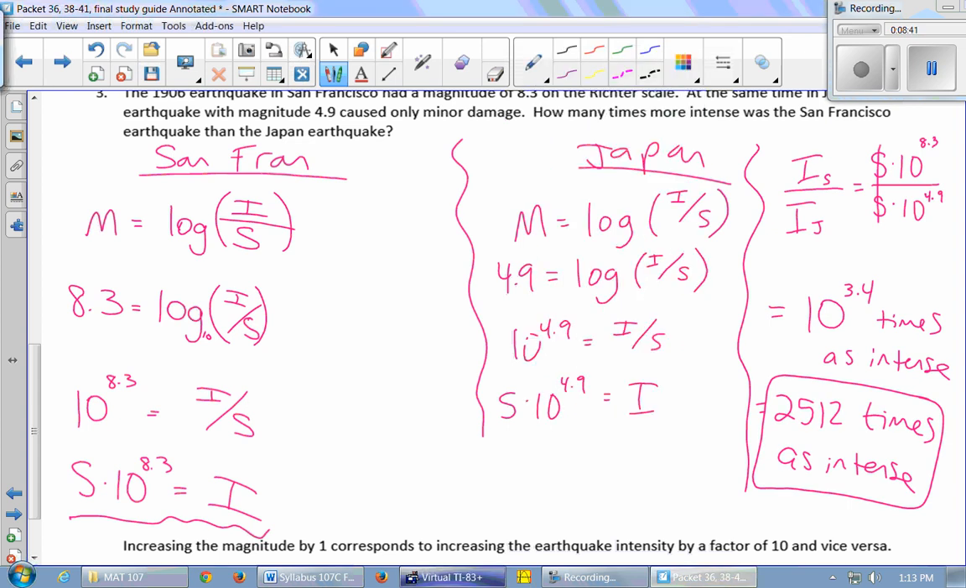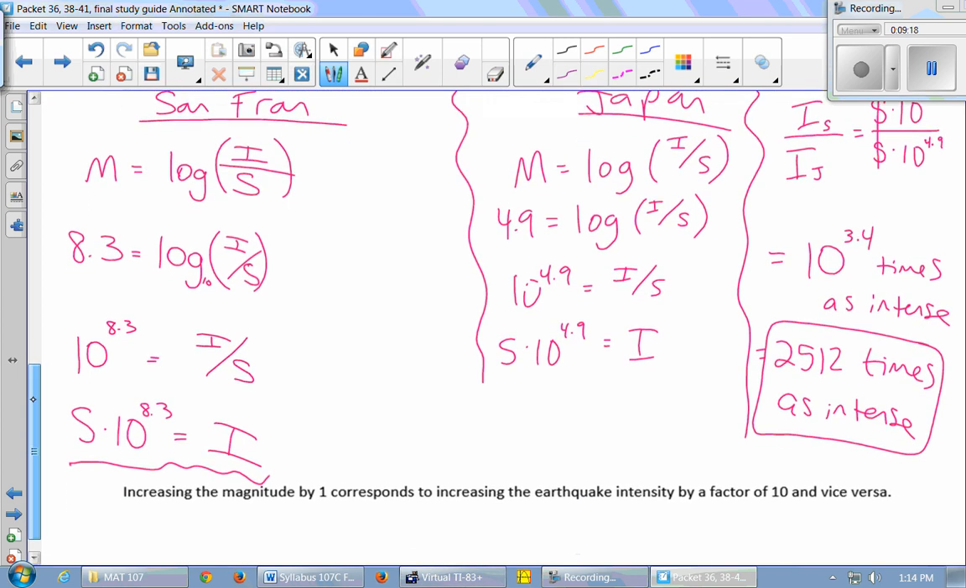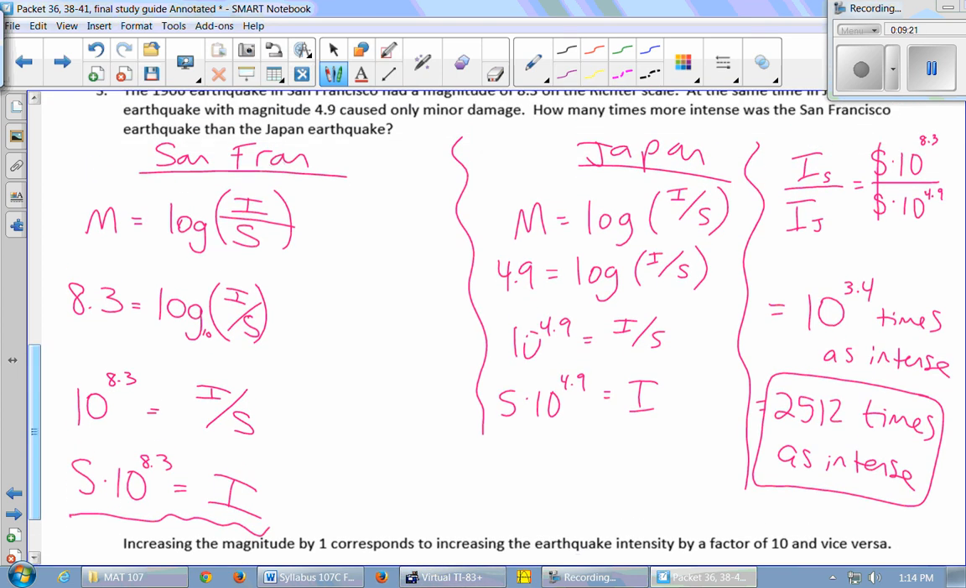Okay, so each increase in the magnitude on the Richter scale by 1 actually corresponds to increasing the earthquake intensity by a factor of 10, right? So if you have a 6.0 earthquake versus a 7.0 earthquake, that's an intensity increase of 10 times. So to compare any 2 Richter scale numbers, you can subtract them to figure out how many times more intense. It'll be 10 to the difference. So 4.9 and 8.3 don't look very far apart, but they actually represent a really big difference in intensities.